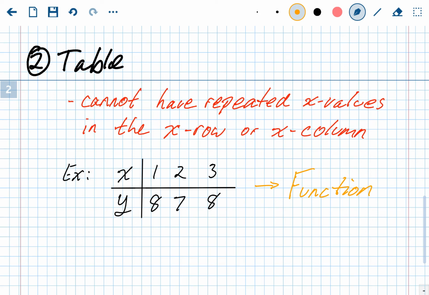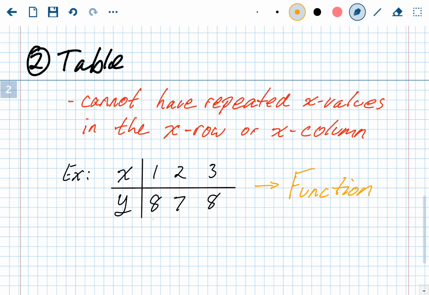Now, a lot of kids point out that there's repeats in the Y column or the Y row. There's 2 8s here. Doesn't matter. You could have repeats in Y. You cannot have repeats in X. You could have repeated Y's, but you can't have repeated X's.